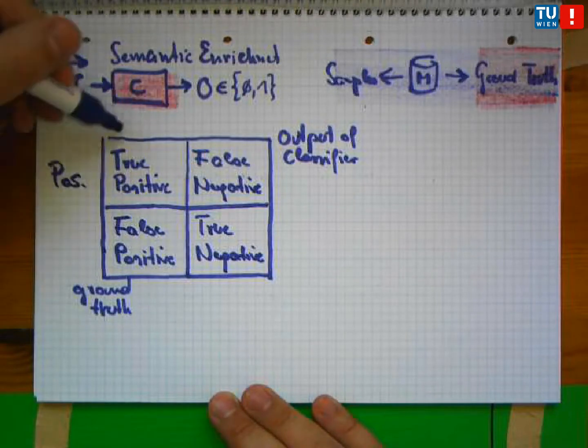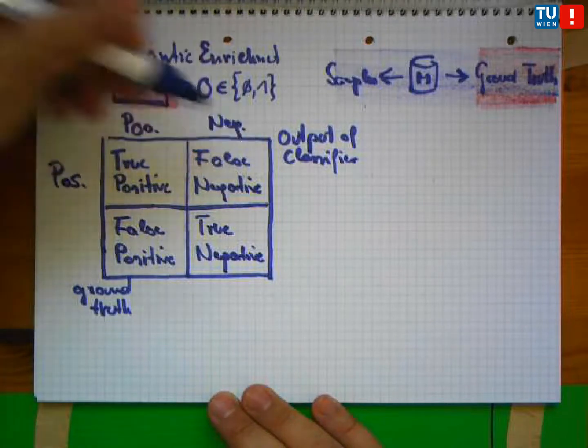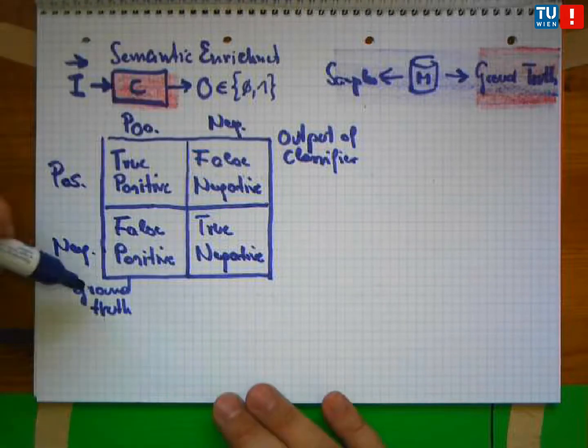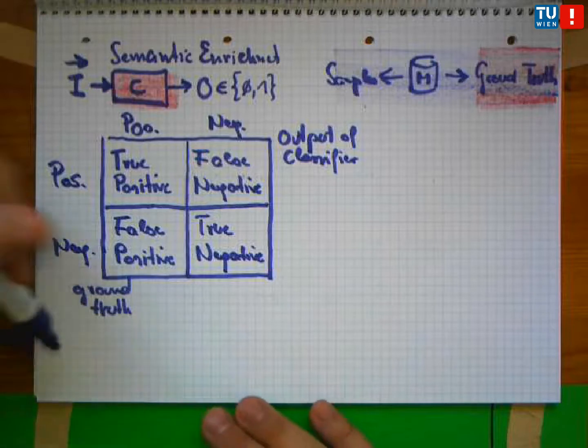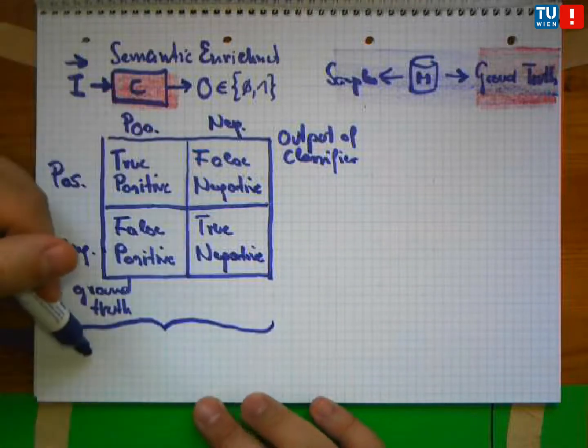So here we have positive, here we have positive, and here we have negative, whatever that means. Negative certainly 0, positive probably 1. So that's what it is, and that matrix is referred to as the confusion matrix.